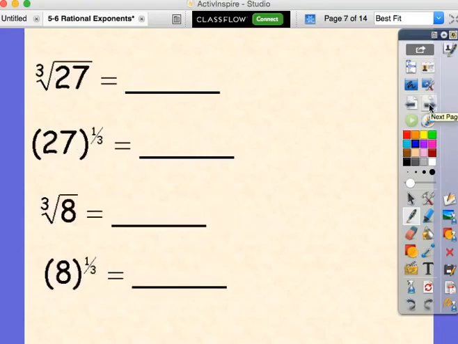Okay, so this one, this has an exponent of 1, right? So that, well, it didn't say for us to write this as having a rational exponent, excuse me. We are supposed to figure out what this is. This says the cube root of 27. Nicholas? I know how to solve that. You do know how to solve it?